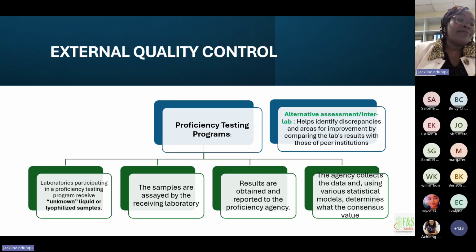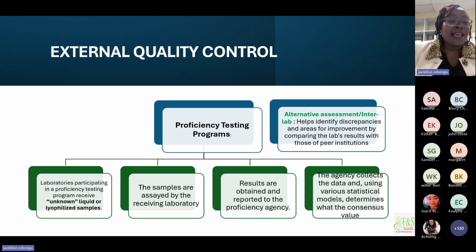Laboratories will get an agency. For instance, Aga Khan will use CAP, or you'll use UK NEQAS, or any other vendor. That agency has a program. You will enroll because you pay for it. You don't just go and say, I want to be part of you. You pay. After you pay, they'll give you material.